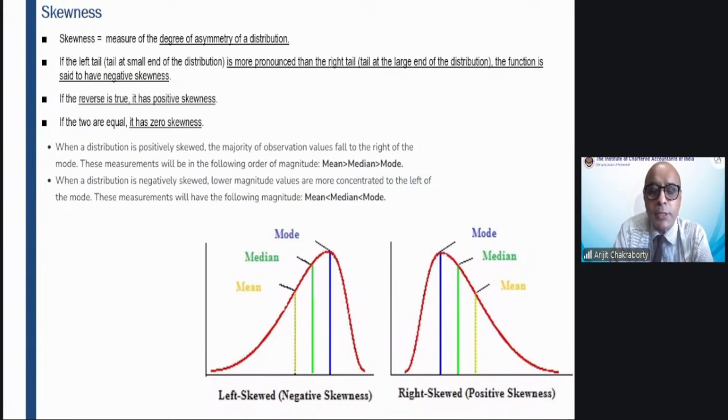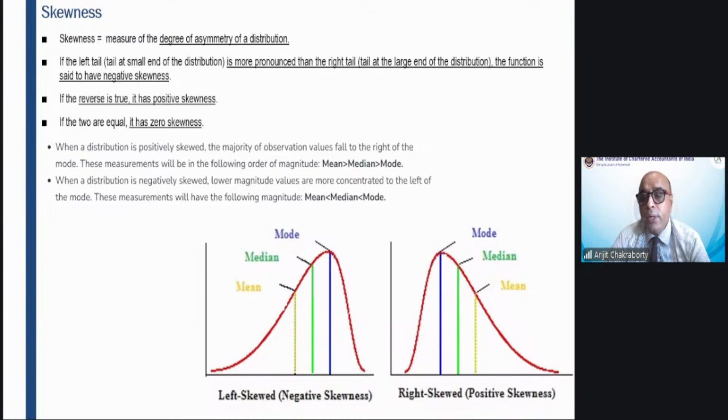This is negative skewness. On the other hand, you can see the right hand skew, also known as the positive skew. And that is where we find mean has the highest value. That means in case of the first scenario, what we see is, in case of the left skew, in case of negative skew, mean is less than median and median is less than mode.